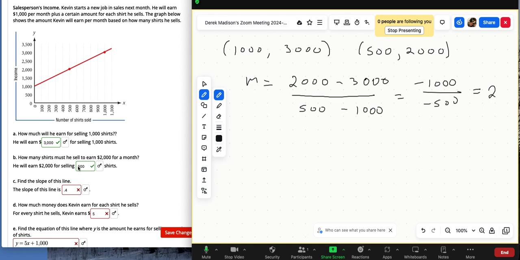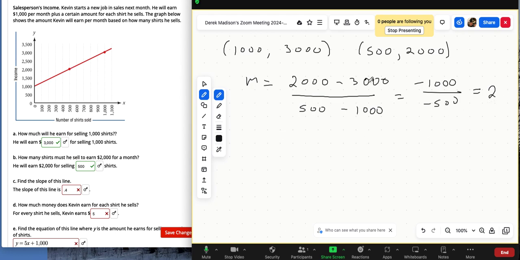Oh, I think that's actually this part down here. So find the slope of this line. So there it is. That's 2. And then how much money does Kevin earn for each shirt he sells? And so that's what this is. For every one shirt he sells, he's getting $2. That's what this slope is showing us.